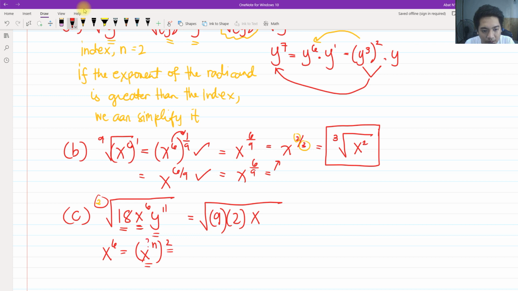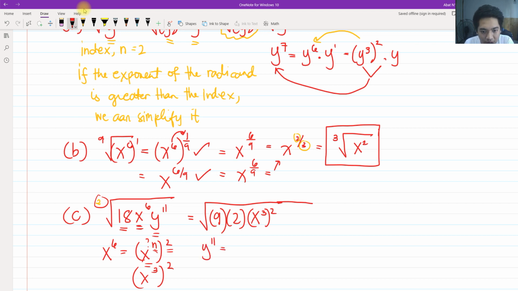Now, the problem is, what is this number n? Since this is 6, this must be cubed. X cubed squared. So that if I simplify x cubed squared, x cubed times x cubed, that must be x raised to 6. Okay? So no problem, because you can easily factor x cubed outside of the square root sign, since they have the same index.